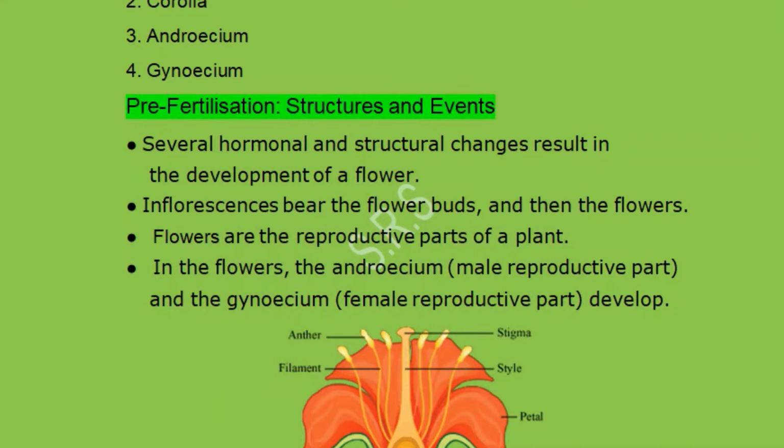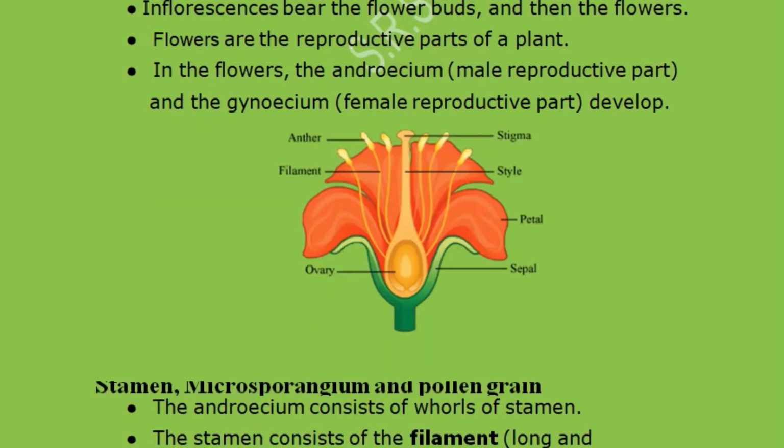So already we discussed that the flower is a reproductive part of a plant, and the flower bears sepals, the outermost part; a group of sepals is known as calyx. Petals are the colorful part; a group of petals is known as corolla. Then anther and filament together make the stamen, which is the male part, and stigma, style, ovary together make the female reproductive part, that is carpel or pistil. And the basal part of the flower is known as thalamus. So thalamus is the base of the flower. So this is the structure of a flower.